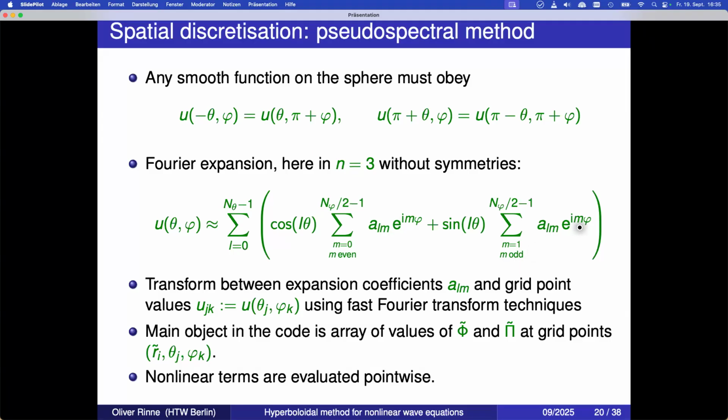This may look a bit complicated, but this is because any smooth function on the sphere must obey these symmetry conditions. If you look at minus theta, this corresponds to changing phi to pi plus phi, and if you add pi to theta, this corresponds to these values here. You can check that this expansion is precisely the expansion which is consistent with these symmetry conditions.